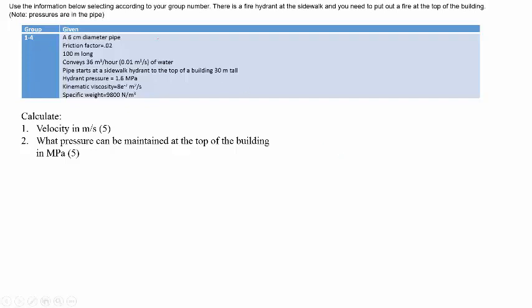You have a fire hydrant at the sidewalk and you need to put out a fire at the top of the building. We have the diameter of the pipe, the friction factor, the length of the pipe, the flow rate, how tall is the building, the fire hydrant pressure, the kinematic viscosity, and the specific weight. So there's 2 questions. What is the velocity in meters per second, and what is the pressure that can be maintained at the top of the building?